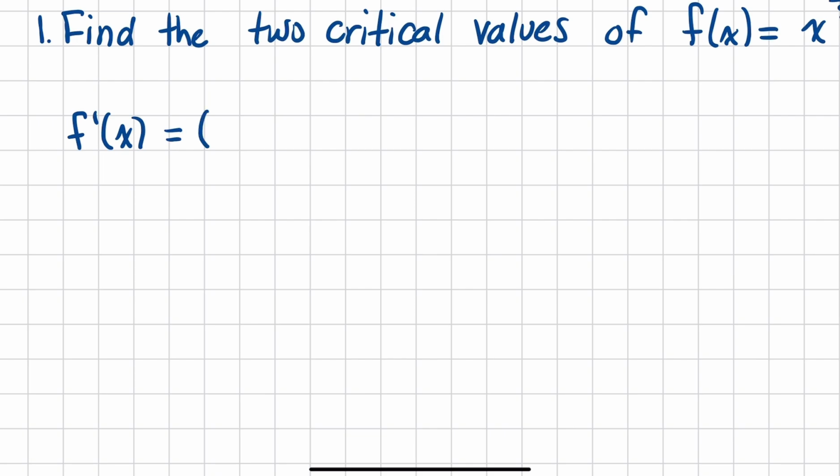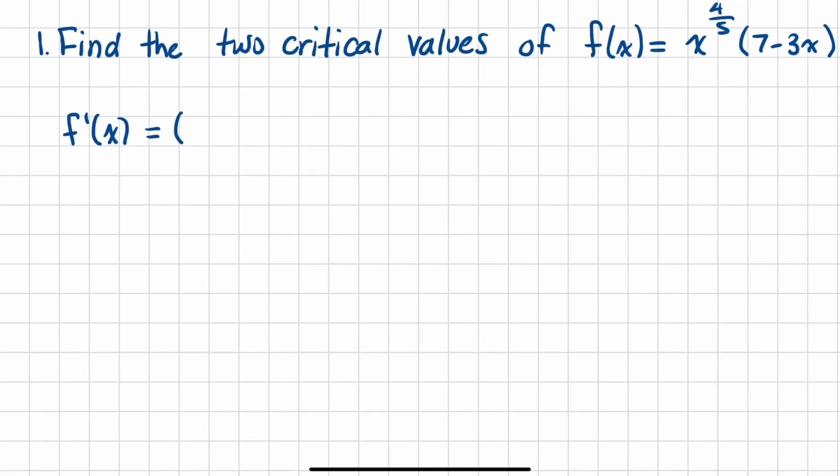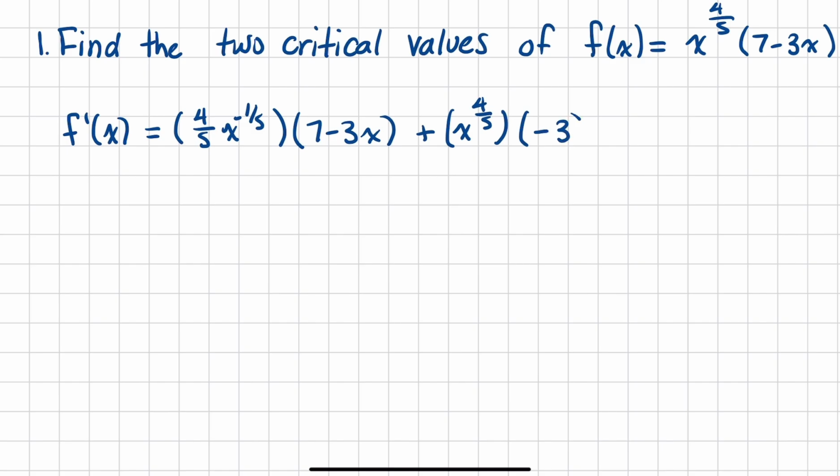So the derivative of the first function, x to the power of 4 over 5, we're just going to use a simple power rule by taking this exponent, bringing it to the front, and then subtracting the exponent by 1. This is going to give us 4 over 5 multiplied by x to the negative 1 over 5. And then multiplied by the second function, which is 7 minus 3x. We're now going to add this and multiplied by the first function, which is x to the power of 4 over 5, multiplied by the derivative of the second function, which will just be negative 3, using a simple power rule.